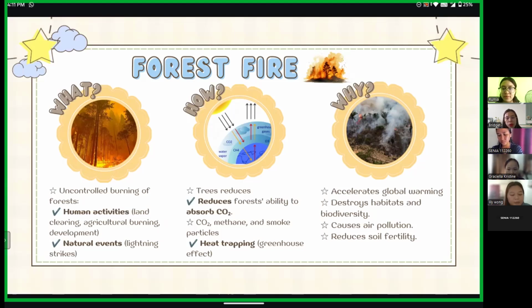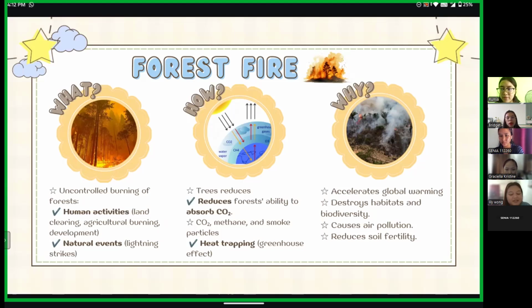They also destroy habitats as well as reduce biodiversity. Fires can kill plants and animals directly. Many species will lose their food sources, nesting areas, as well as their shelters. Some rare or endangered species may struggle to recover after severe fires occur in the forest itself.